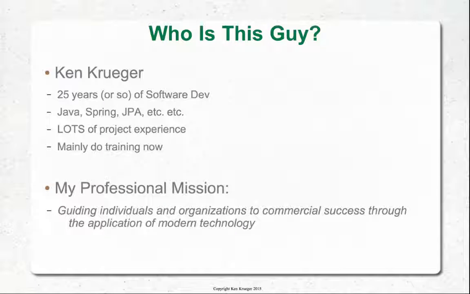Now to introduce myself. My name is Ken Kruger. I live in Orlando, Florida, and I have been working in software development for the last 25 years or so. My main area of technical expertise revolves around Java, Spring, and open source technologies. I've gained a lot of project experience over the years, usually as a developer or team lead, but also in project management and Scrum Master roles.